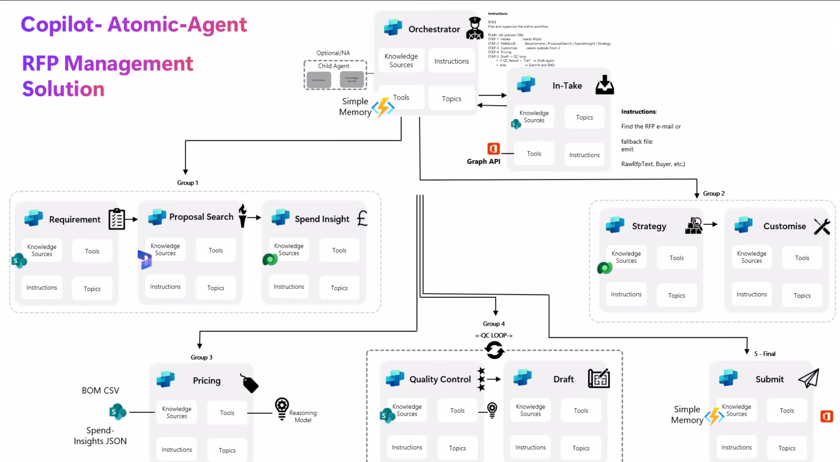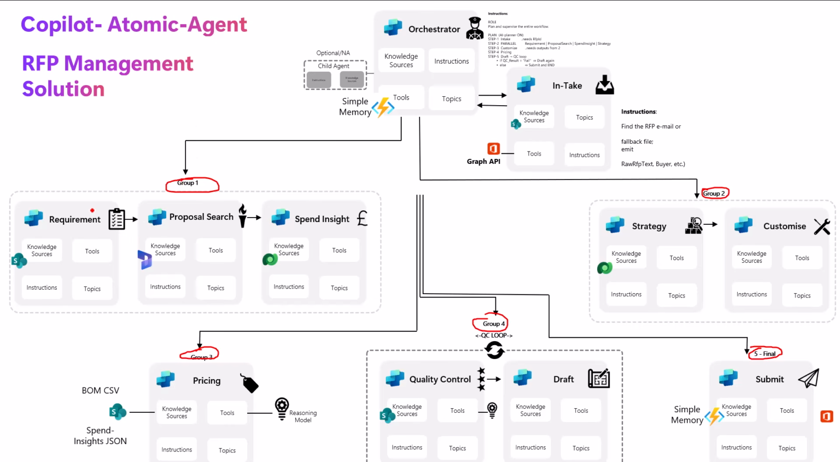And just to show you, once the planner has got the information from the intake, we can call out to certain groups of agents that I've created, these atomic agents. They make up group 1, for example, and group 2, and we've got group 3, group 4, and a final group on its own, which is actually submitting the RFP. Now you can see these groups have multiple agents inside them. They might not necessarily be used in series, but might be used in parallel.